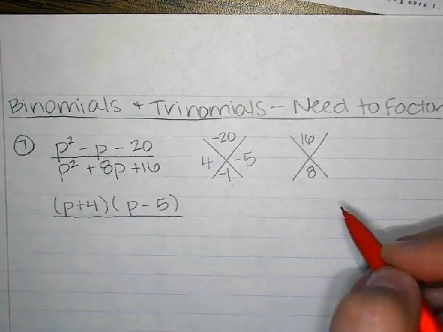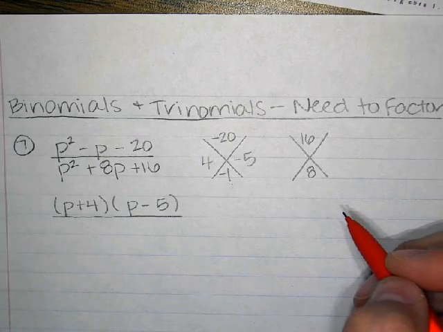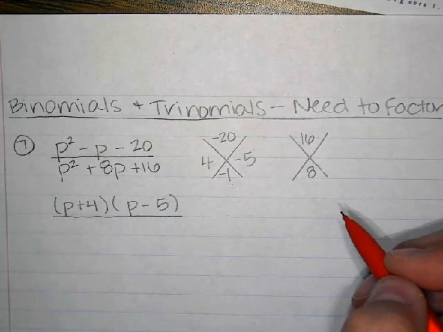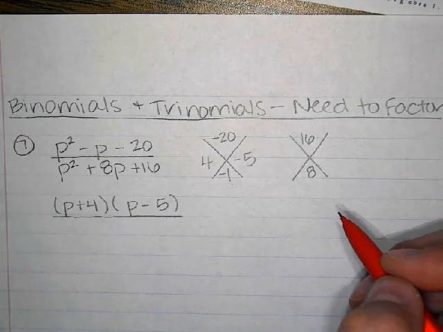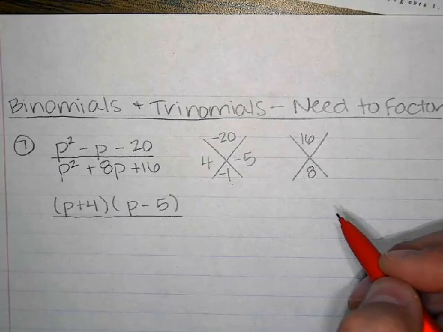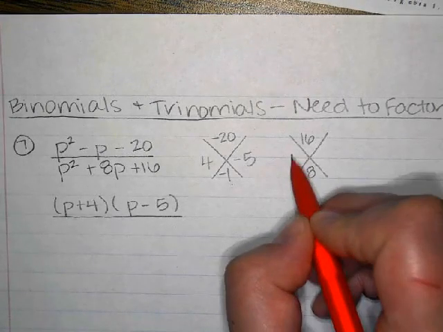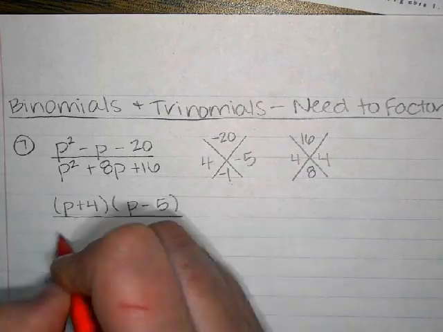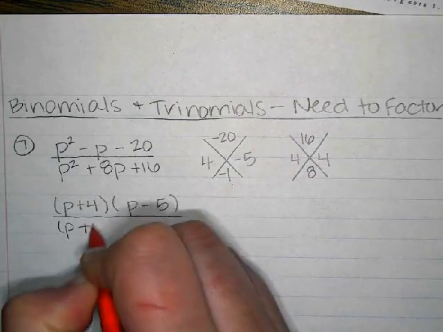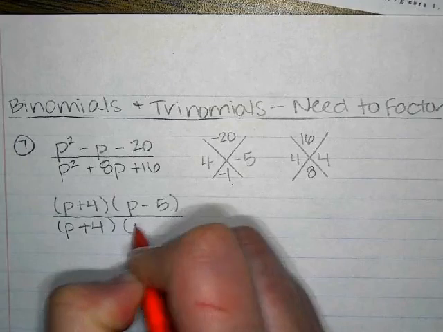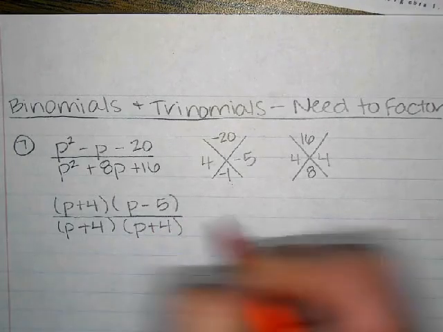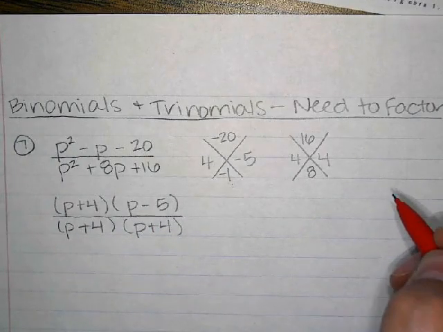With the other one, we have to multiply to 16, but add to 8. What numbers do that? Multiply to 16, but add to 8. 4 and 4 would do that. 4 and 4. So p plus 4, p plus 4. Okay, so now it looks like the previous problems, and now we can see what cancels.